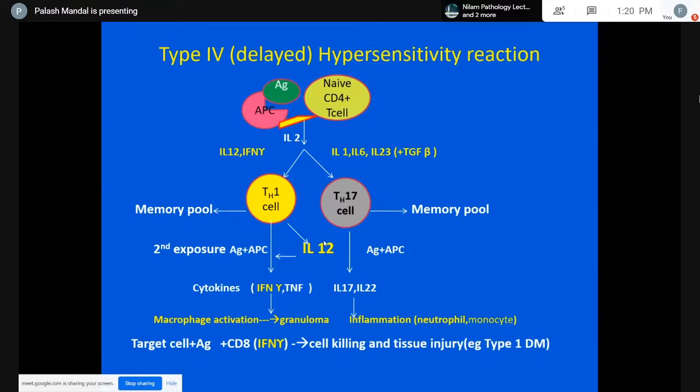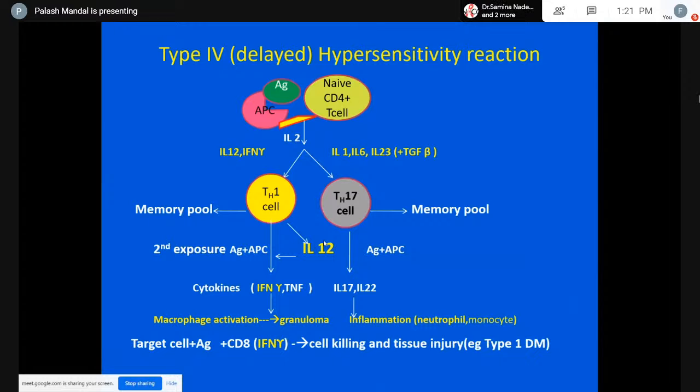Here the T cells have come into the picture, and their mode of action is through liberation of some cytokines. So here the guns are different. Why do I keep on giving the example of bullets and guns? Because I myself was in the army.